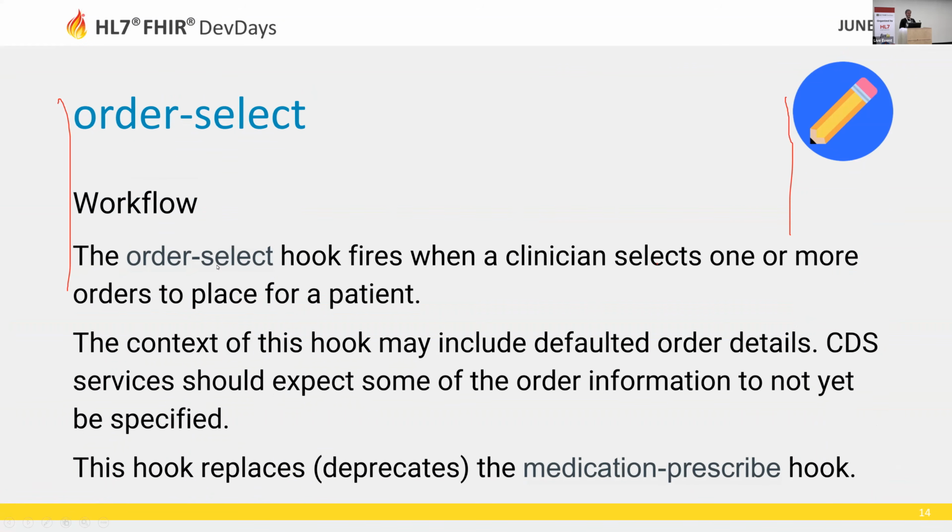There's also order select. The order select hook fires when a clinician selects one or more orders to place for a patient. So the context of this hook may include defaulted order details, but CDS services should expect some of that information to not yet be specified. And this one is deprecating the medication prescribed hook.